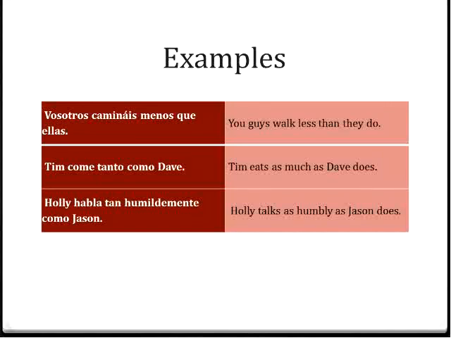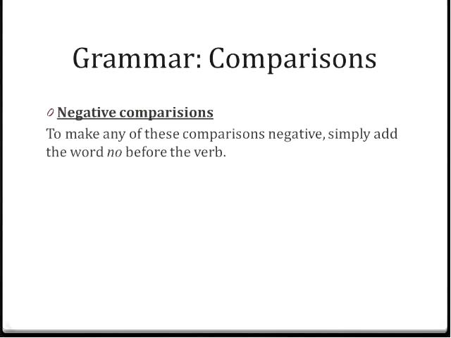Here are some examples. Vosotros camináis menos que ella. So, what was number 4? We're going to go over at the end. Okay. Tim come tanto como Dave. Holly habla tan humildemente como Jason. So the first part is you need to know just this basic information for when you start your unit. You're going to get more practice as you move on through Middlebury. Okay? So you don't need to know every single thing right now because we haven't even started the unit.